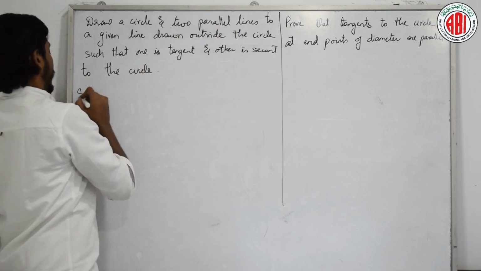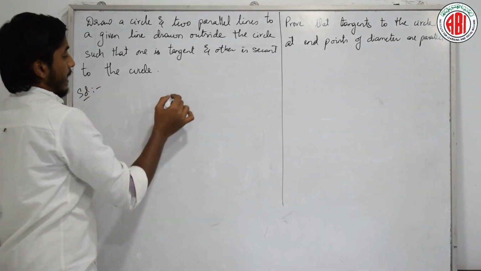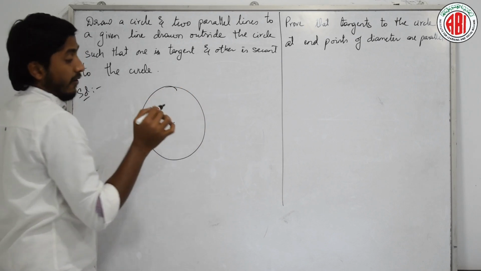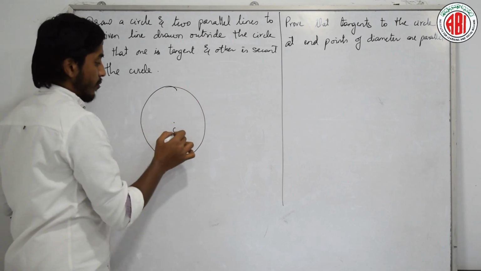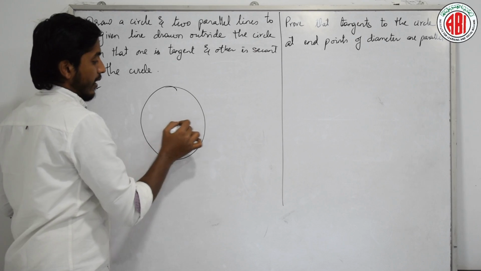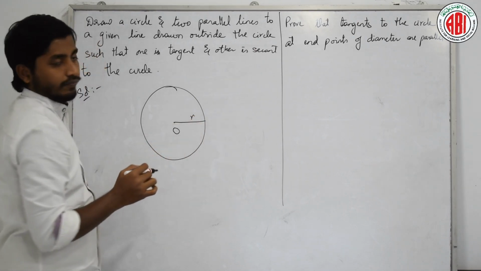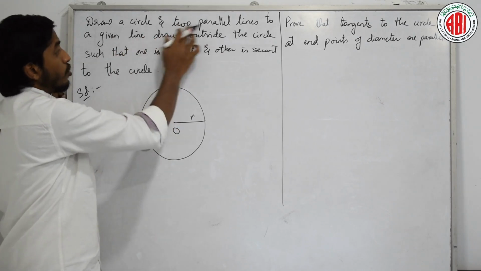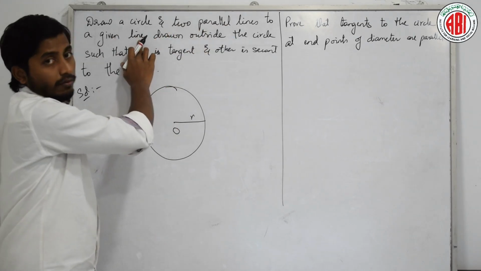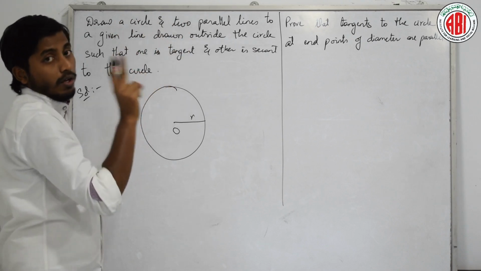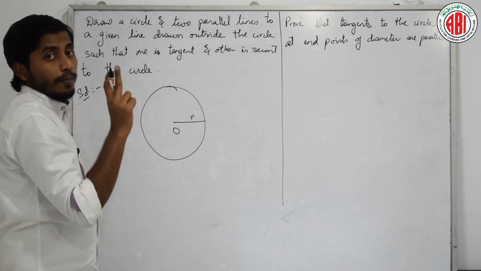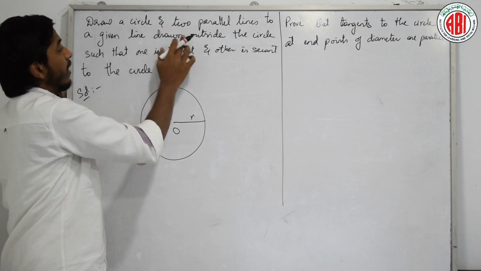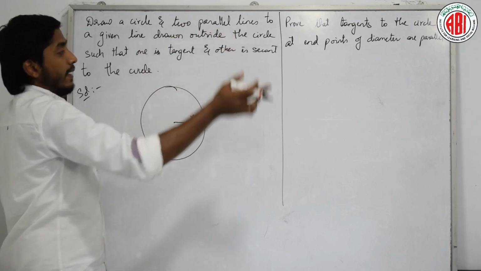Okay, let's do it. Draw a circle. Whenever you draw a circle, remember there should be one center and one radius. Understood? Done. Draw two parallel lines to the given line. We don't know where it is. We have to draw two lines. What to do? Draw two parallel lines, which are parallel to the given line drawn outside the circle.